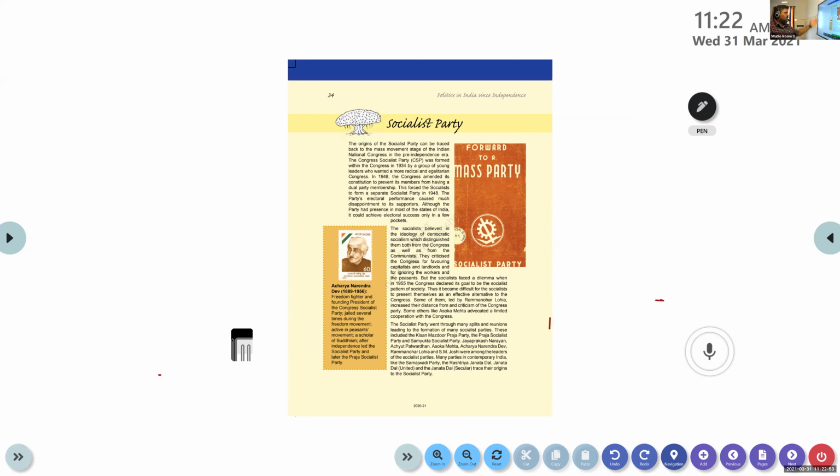So just read it in this textbook on the page: Acharya Narendra Dev, a particular leader related with the socialist party. A freedom fighter and founding president of the Congress Socialist Party, jailed several times during the freedom movement, active in the peasants movement, a scholar of Buddhism. After independence, he led the Socialist Party and later the Praja Socialist Party. Acharya Narendra Dev, not Narendra Modi, Narendra Dev.